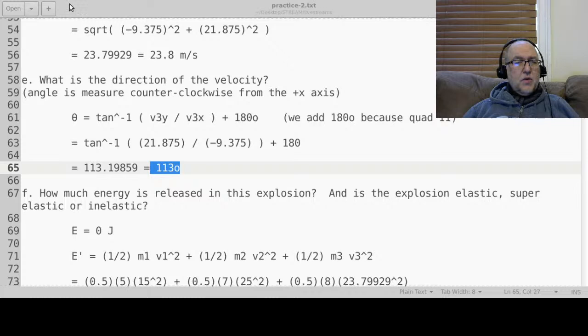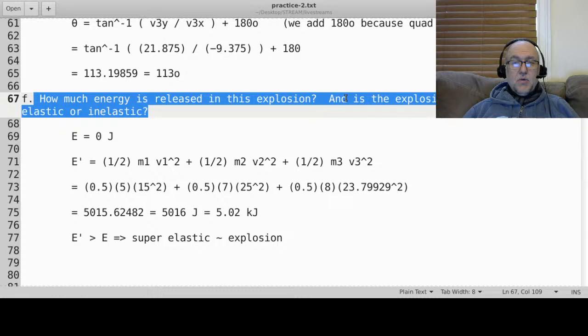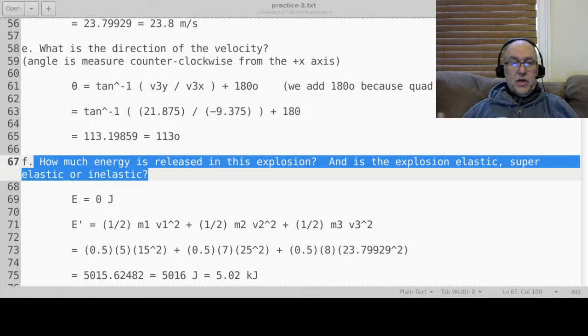Nope. All right. Let me continue. The last question here was, how much energy is released during the explosion, and is the explosion elastic, superelastic, or inelastic? Okay, so energy is conserved, but if you don't know about heat, then you don't know when energy gets converted into heat, and you go, oh, energy's disappeared. Or if you don't know about chemical energy, like in an explosion, which is happening in this problem, then you go, oh, look, there was no energy before, and then suddenly there is energy.